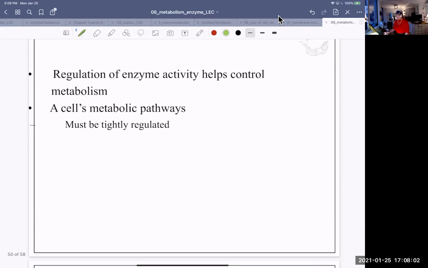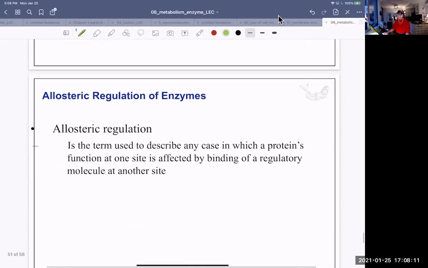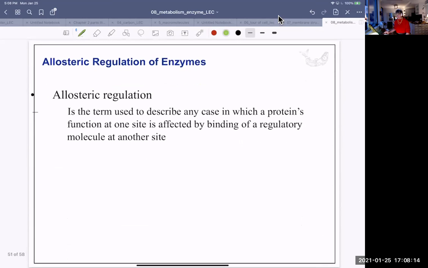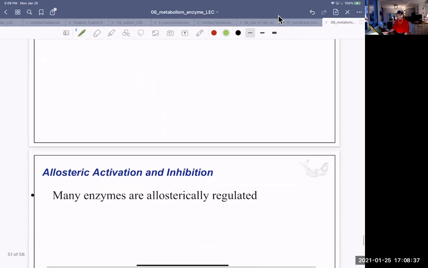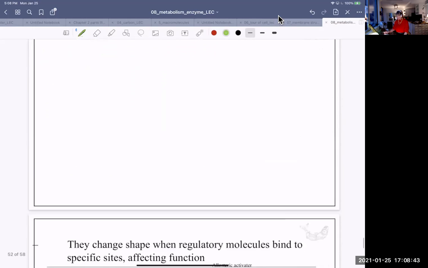So it helps control metabolism, regulation of enzyme activity. They must be regulated. Why? Because we're orderly individuals. How are they regulated? Well, one type of regulation is called allosteric, in which a protein's function at one site is affected by the binding of a regulatory molecule at another site. So that would be the non-competitive cofactor. Many enzymes are allosterically regulated. They may be activated or inhibited.